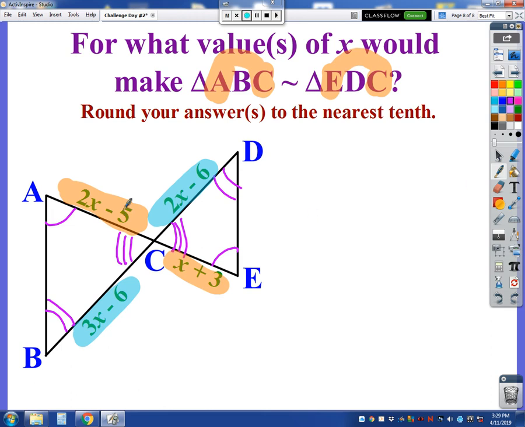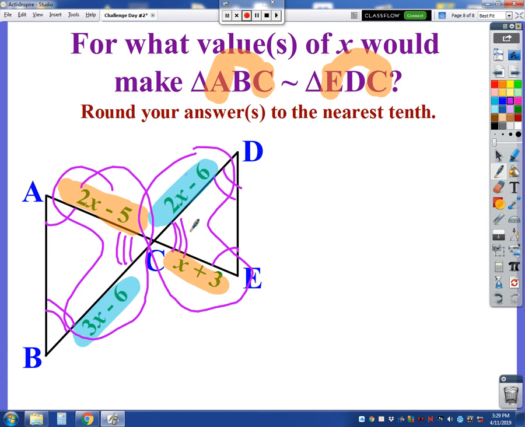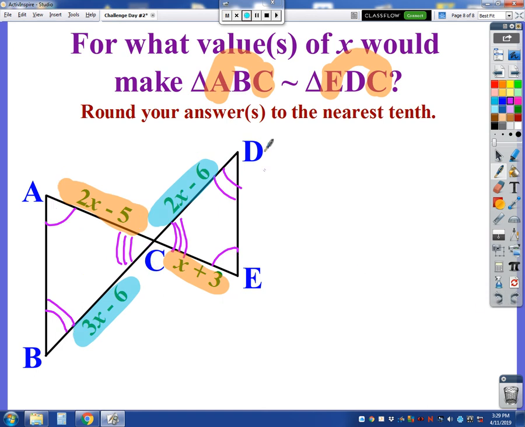And so notice we've got, in one scenario, a side, and an angle in between those two sides. And we get the same scenario over here in the other triangle. So we're trying to establish side angle side similarity. So in the end of this problem, what we're going to be concluding is if x were this particular value or values, then side angle side similarity would exist. And if it does exist, then our triangles are similar.